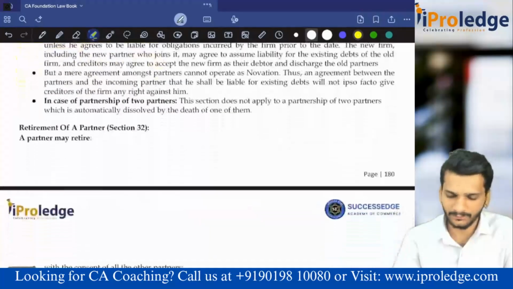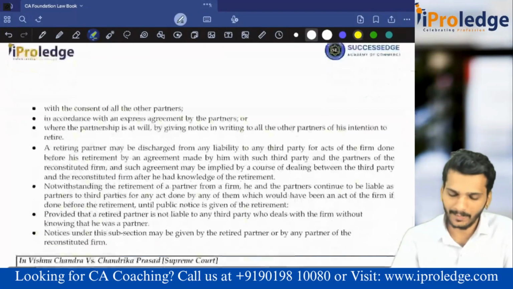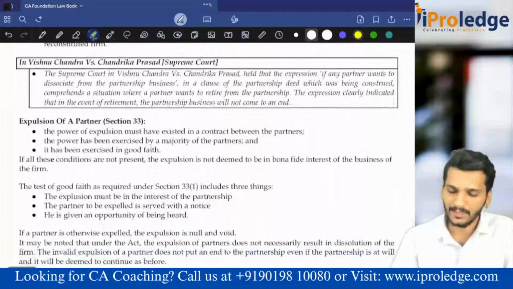We can go through the retirement. Public notice is compulsory. Expulsion, one thing is there.